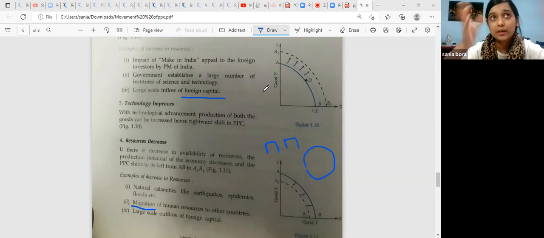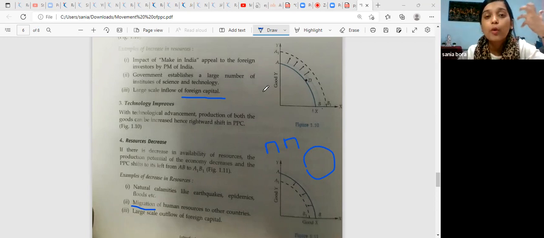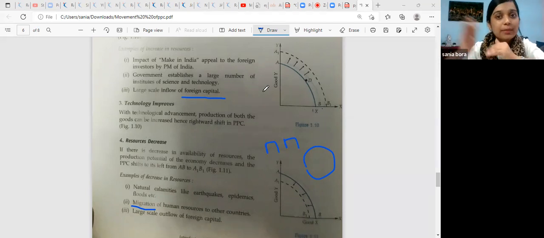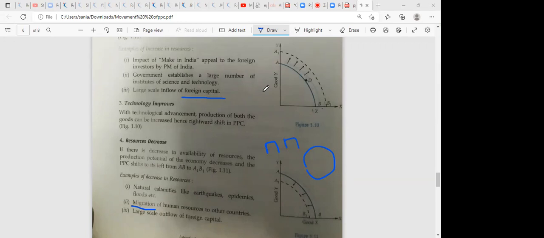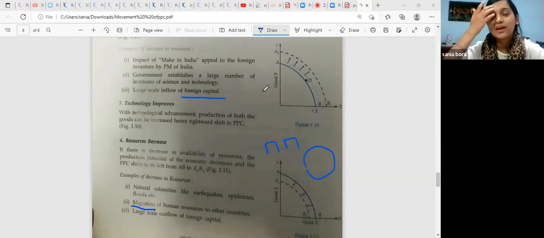So that's why, in the context of PPC, your resources are affected, because humans are also a resource, because they will be working, right? If I ask you how PPC will respond, basically PPC will be shifting leftward because people are leaving their country. But for America, their PPC is going to shift rightward. Why? Because it is a profit for them. People are being added there, so resources are being added there. So it will be shifting rightward for America, but for India, it will be shifting leftward.